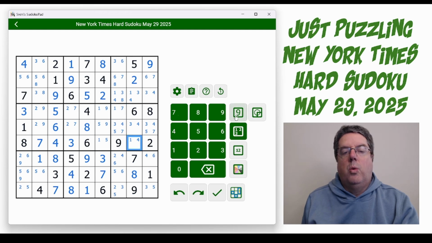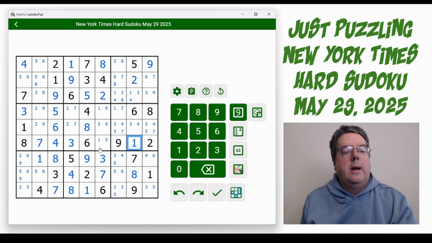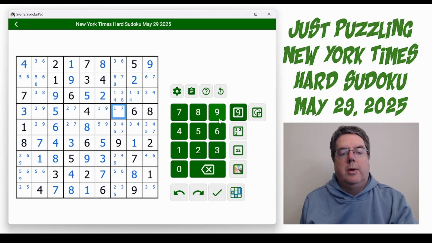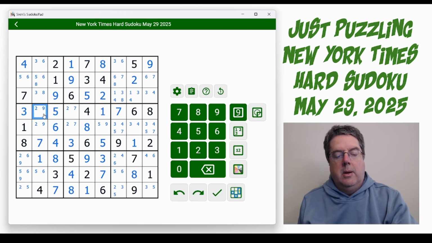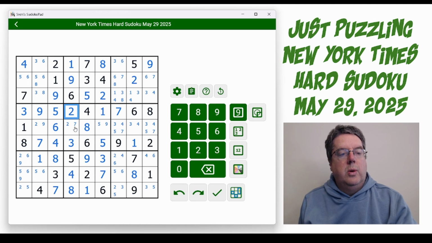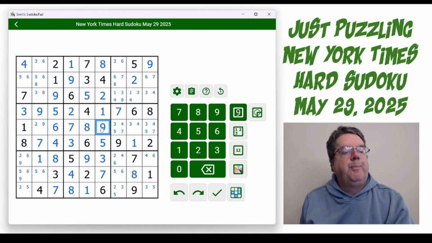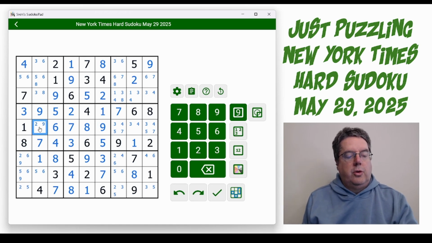You can't be a 4, so you are a 1. You're a 5, and that's the reason you can't be a 4 is that. So you can't be a 1, so you are 7. So you are 1, 9, 2, 7, 9, 2.